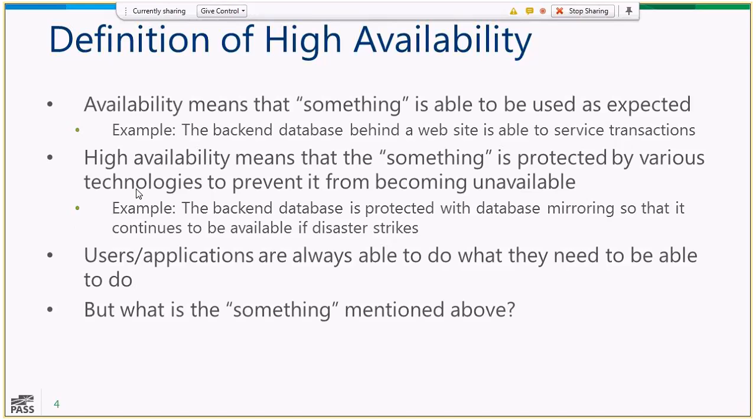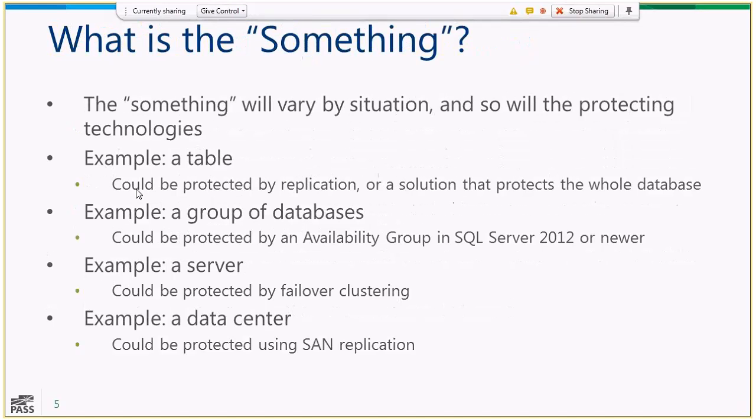And we'll talk more about how you go about choosing the best technology. You don't just say, well, I'm going to use failover clustering. That's not how you go about it. You want to start talking about what's called your RPO, your recovery point objective, and RTO, your recovery time objective. So anyways, the users and the applications that are using your database servers have to always be able to do what they have to get their job done. And so what is this something that we're trying to protect? Well, it's going to vary by the situation.